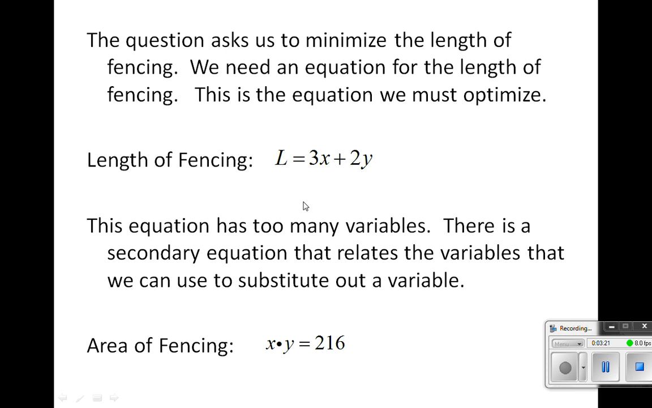If we're trying to minimize the length equation, it's this one that I'm going to be taking the derivative of. Now before I take the derivative though, I have too many variables here. I have my length in terms of both x and y. So if I take this secondary equation, I can use it to substitute out one of the variables, x or y, so that I have my length in terms of just one variable. That would be a lot easier to then take the derivative of.